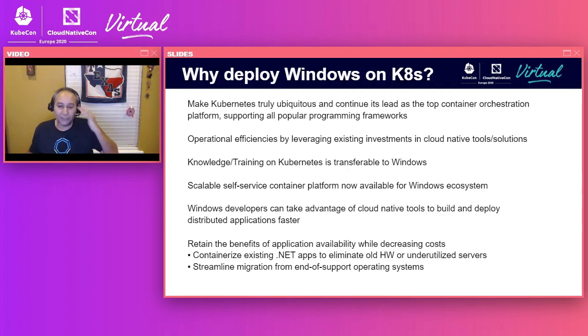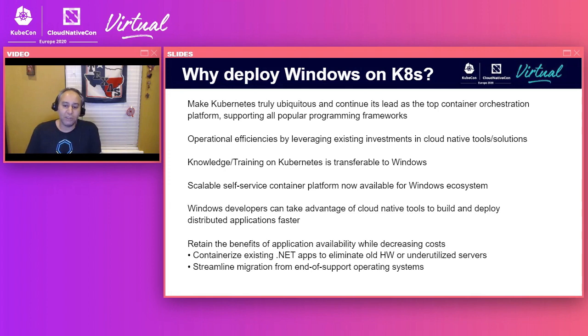Let's take a look first at why users and customers deploy Windows on Kubernetes. Our vision has always been to make Kubernetes truly ubiquitous and continue its lead as the top container orchestration platform. So our goal is to enable users, operators, and administrators to leverage the same operational efficiencies on Windows as they have today in Linux. That means the same knowledge, the same training that you have on Kubernetes applies on Windows. You get to have a scalable platform that can span multiple operating systems, both Linux and Windows.